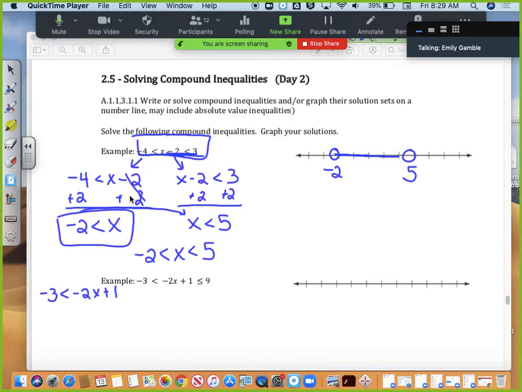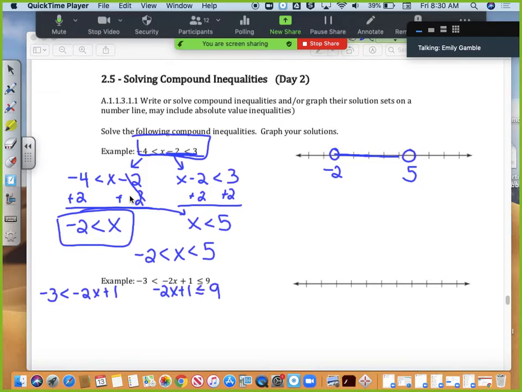What's the second inequality we would have to solve in this one? The first one is -3 is less than -2x plus 1. What's the second one? Anyone? So the second one, you block off the front, and it's going to be -2x plus 1 is less than or equal to 9.